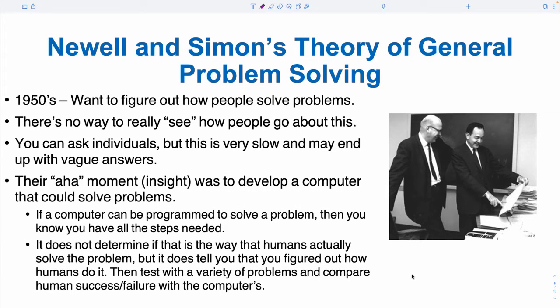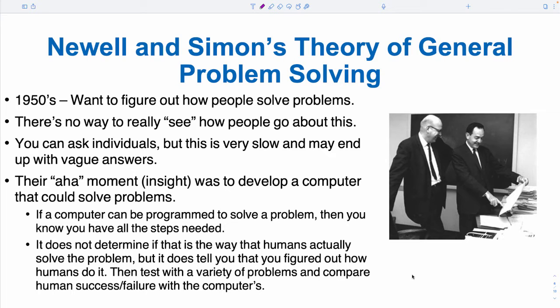Now let's take a look at some approaches to problem solving. We're going to look at an early approach developed by Newell and Simon. They call it the theory of general problem solving. And so imagine it's the 1950s and you wanted to figure out how people solve problems. There's no way at this time to really see how people go about this.